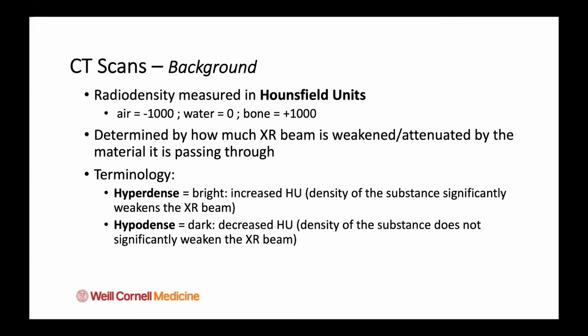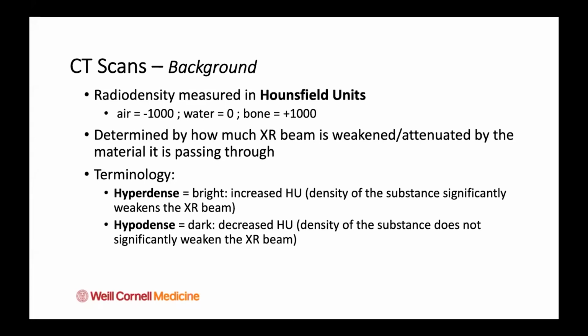There's a range, and you can get more into the physics of it, but it goes from -1,000 to over 1,000, with water being the midpoint. Most brain matter is a bit over 0, between 0 and 100, and it varies depending on the type of lesion. The terminology we use is hyperdense, meaning bright, with higher Hounsfield units, or hyperattenuated. Those are the terms you use to describe CT scans. Hypodense are darker, lower density substances, and you can call those hypodense or hypoattenuated.